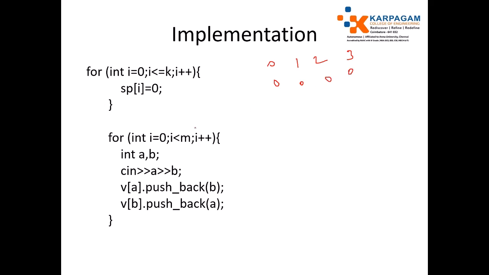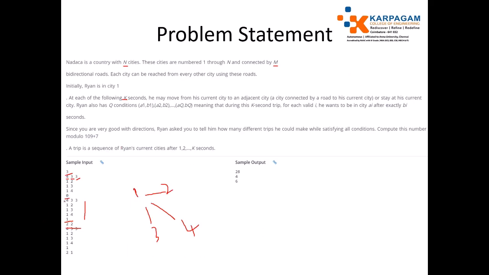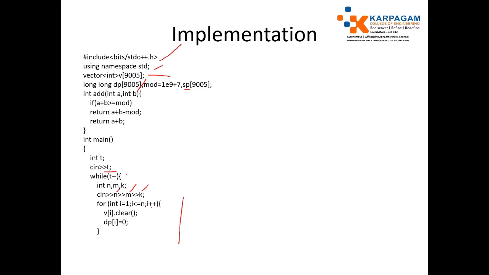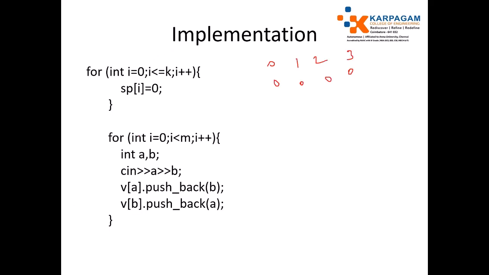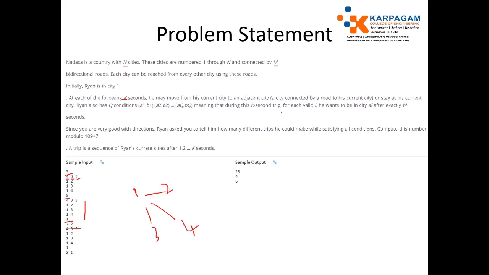Next, I receive m as input. Here for the sample test case m equals 0, so this loop will never work. If m is greater than 0, I will receive a and b. A represents a city and b represents seconds. For each valid i, he wants to be in city a after b seconds.